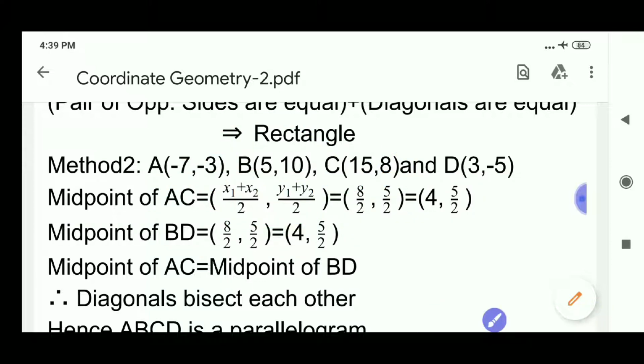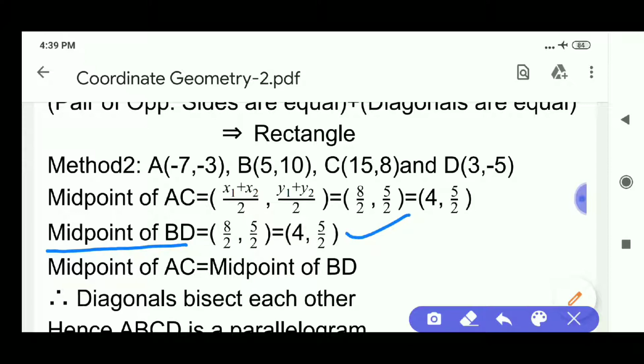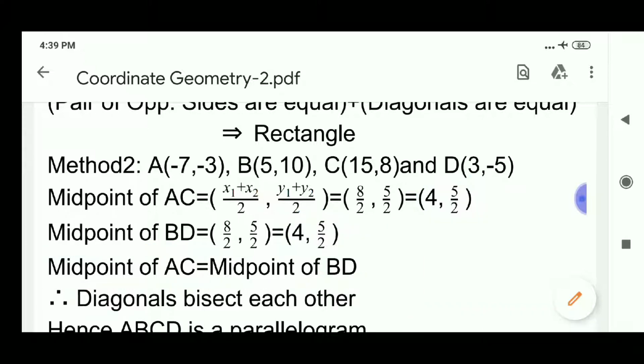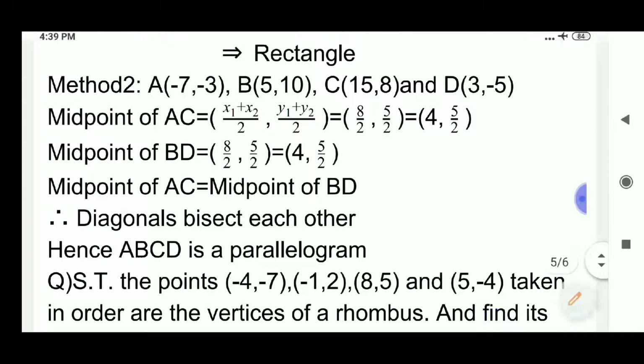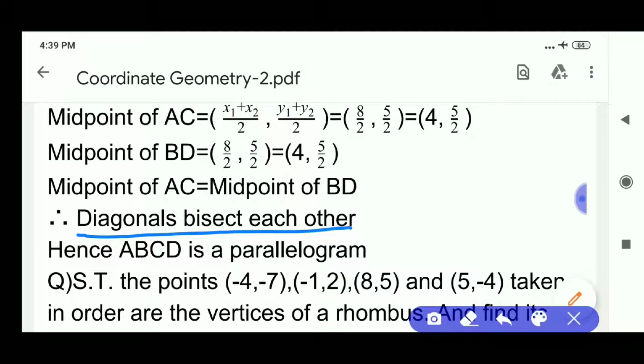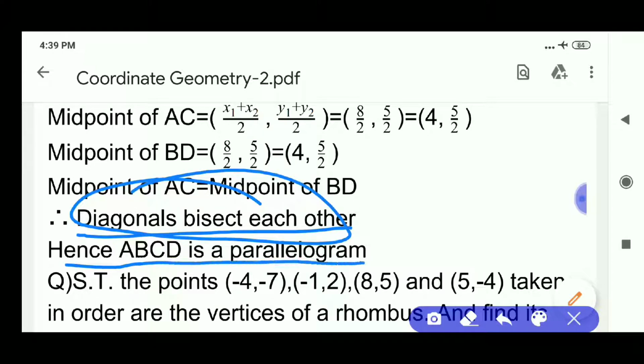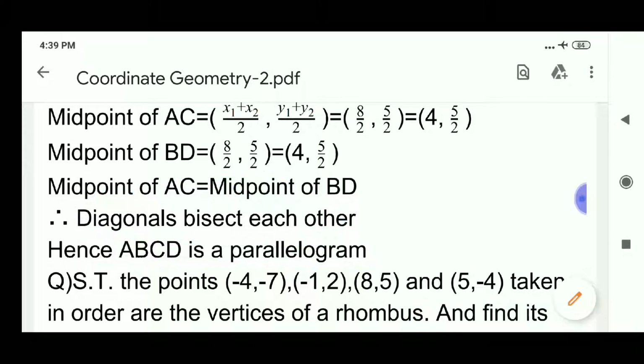In the same way, find midpoint of BD. It is also (4, 5/2). Both are same. Observe here. That means midpoint of AC equals midpoint of BD. That means diagonals bisect each other. We already told you, when diagonals bisect each other, then the figure is nothing but a parallelogram.